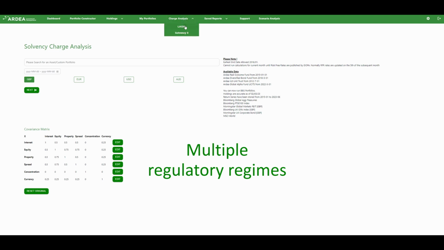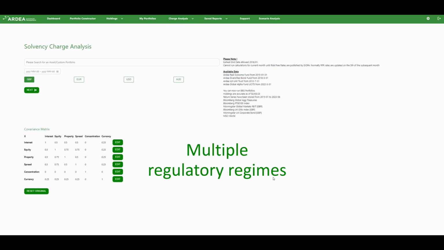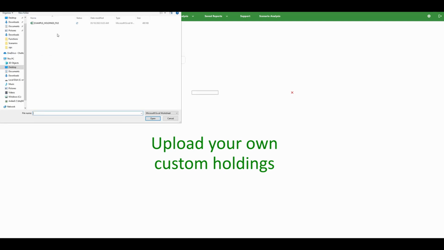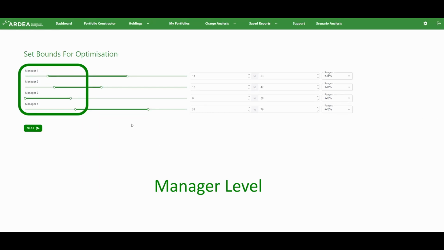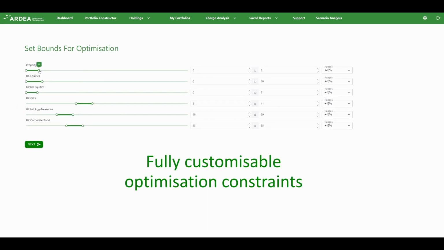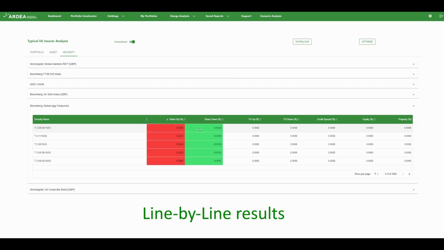The tool currently includes Solvency II and LAGIC regulatory frameworks, but can configure to any regulatory environment. We can model your portfolio using either holdings or index proxies. The optimization can be performed on asset classes, asset managers, or at the security level. You can also constrain the optimization in any way you like, as well as drill down and explore a variety of risk, return, and capital charge metrics.